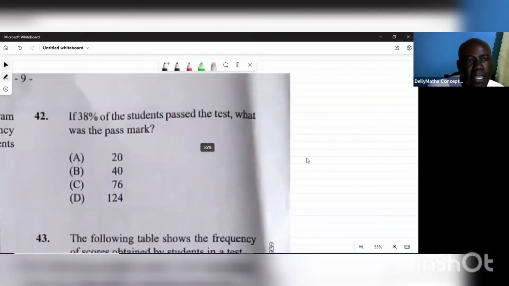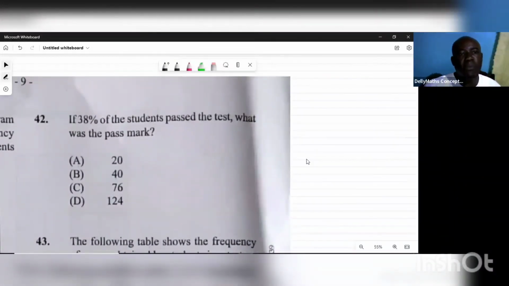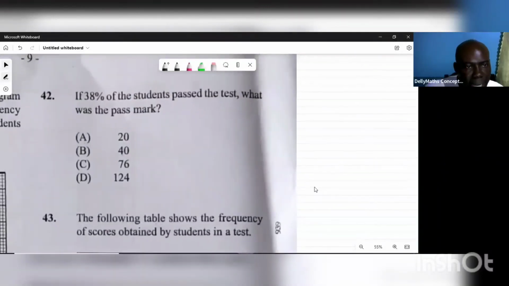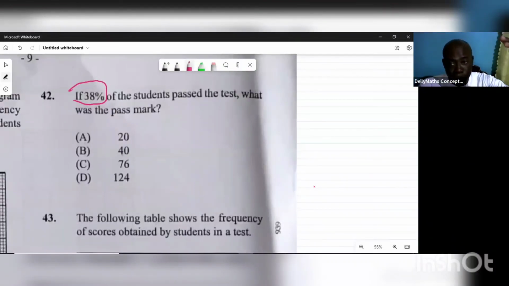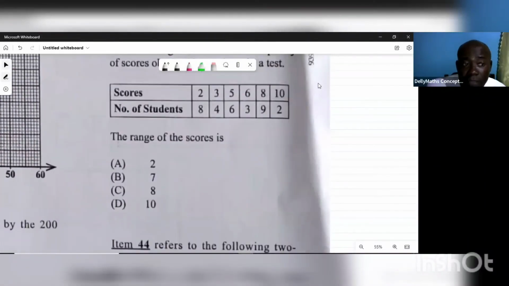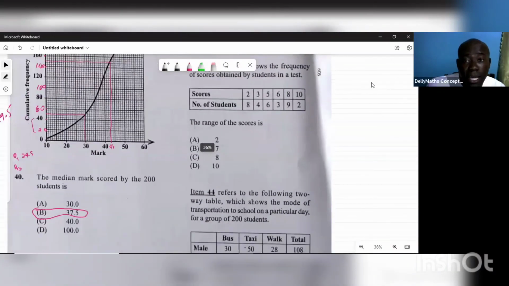It says here, if 38% of the students passed the test, what was the pass mark? Watch this. 38% passed the test. So if 38% passed the test, then you have to take the 38% from the top. Listen again. If 38% of the students passed the test, you would have to take the 38% from here. Look at this question, guys, check this out.